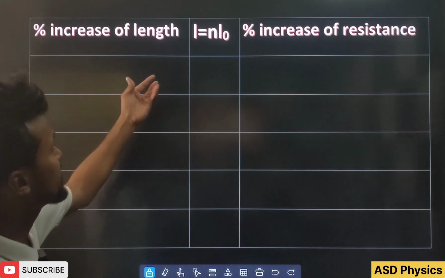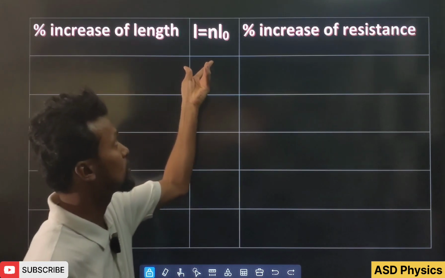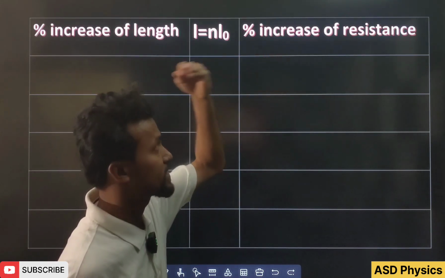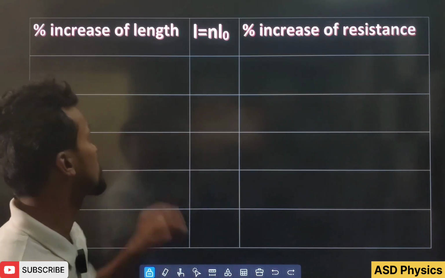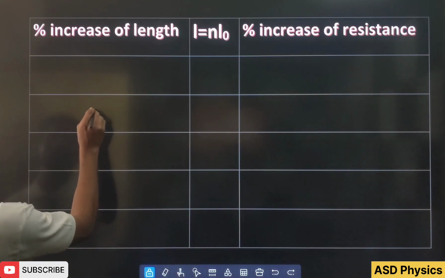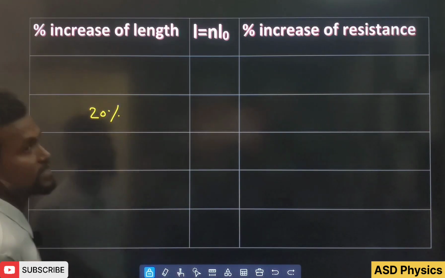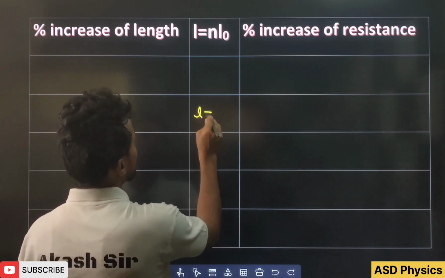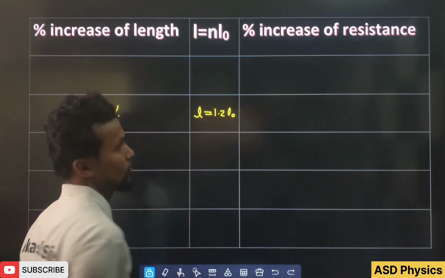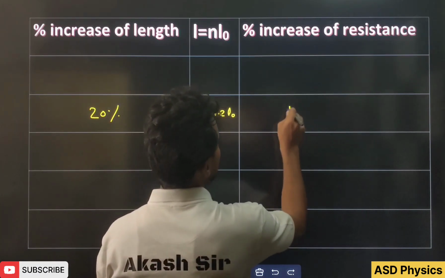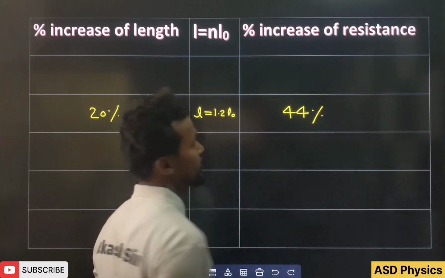See here: the first column is the percentage increase in length, the second column is L equal to N L naught, and the third column is the percentage increase of resistance. As I have taught you, for 20%, L was 1.2 L naught, and it has become 44%.